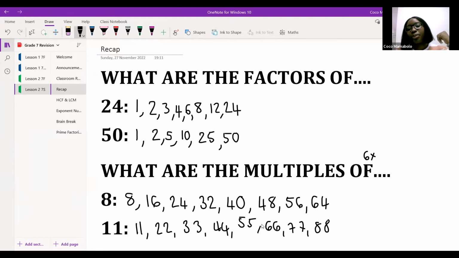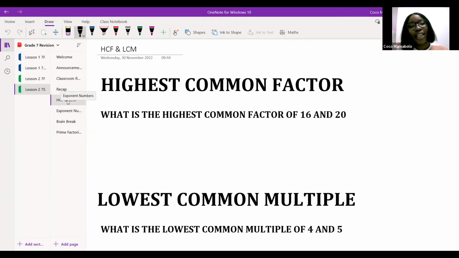Okay. This is what we talked about on Monday. Remember, factors are the numbers that when multiplied together, they're going to give us the number that we're looking for. And multiples is just taking that number and we're going to multiply again and again and again. All right. Then from here, we were looking at the highest common factor and the lowest common multiple. And the kicker here is the word common, remember. That means that this number is common between 2 other numbers or 3 other numbers or 4 other numbers.